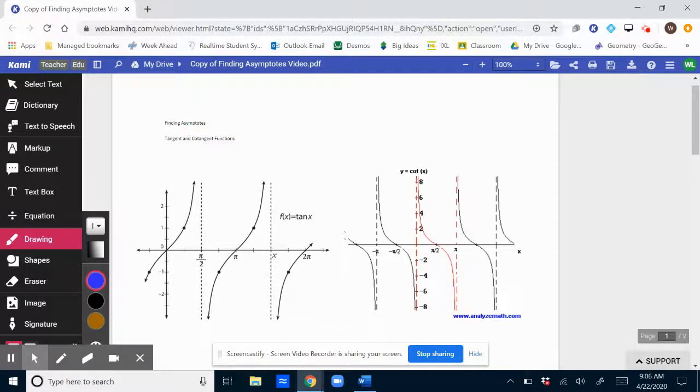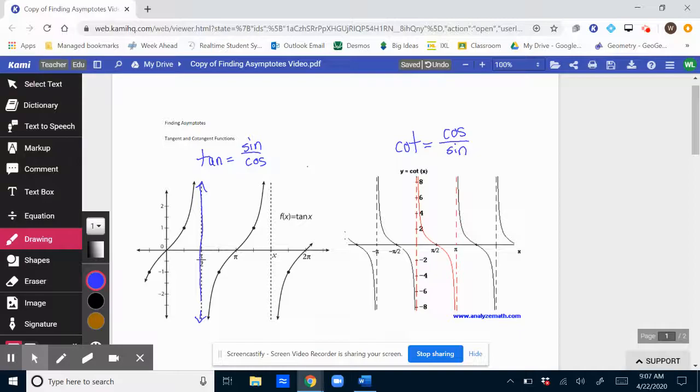Okay, so the first thing I want you to remember is that tangent equals sine divided by cosine. And therefore, since cotan is the reciprocal of tangent, that equals cos divided by sine. So a vertical asymptote, let's take a look at this one right here, pi over 2 on the tan graph. A vertical asymptote is an x value that is not allowed.